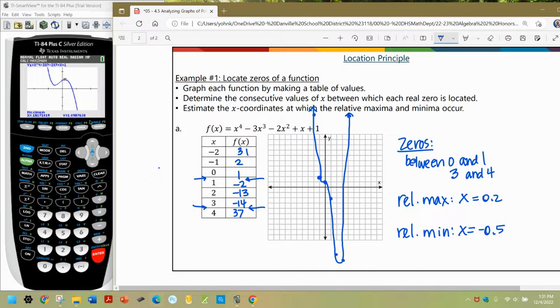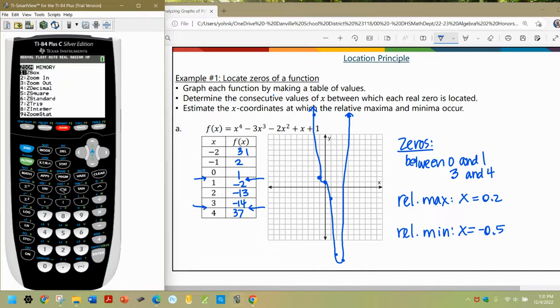Now we have one more to graph. Let's go back to zoom 6 so we can see where it is. Remember, I have one more relative minimum down here in the bottom right hand of my calculator. It's just finishing graphing. All right, so let's find that last relative minimum.